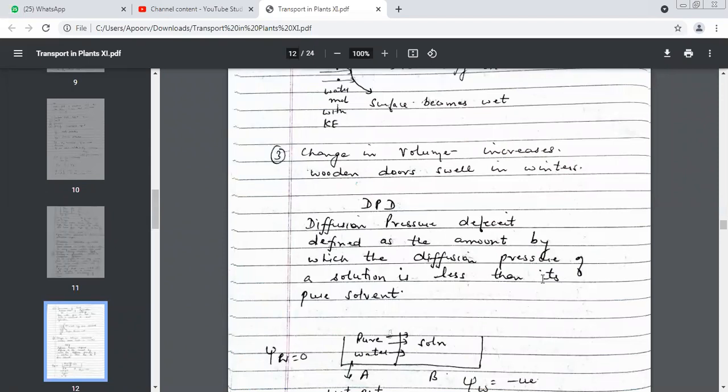If I assume that the pressure of pure water, that is pure solvent, is 0, that means my value of Xi W is 0. Okay. So what will be the value of Xi W for a solution? Will it be 0? Will it be positive or will it be negative? It will be negative. Why is it negative, bache? Because solution has a lower value than the pure solvent.